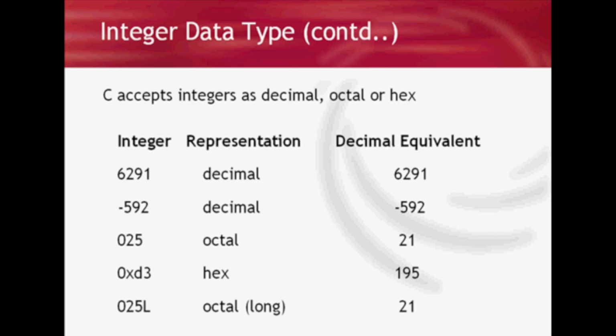To specify any number to be of long type, you postfix the digit with a capital L or a small l. For example, 025L. Since it starts with a 0, it's an octal number, and it ends with an L, it means it is of long type. So the decimal equivalent of this number will be 21.